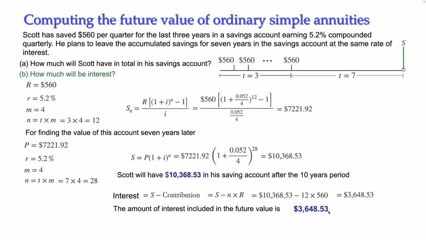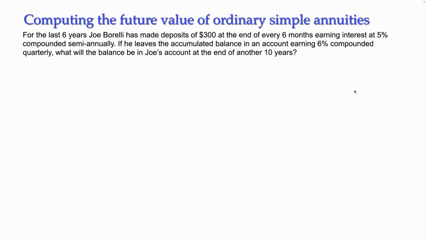Let's solve a second problem where we have this combination of periods, an annuity interval and an interval when there are no payments. This second problem says, for the last 6 years, Joe Borelli has made a deposit of $300 at the end of every 6 months, earning interest at 5% compounded semi-annually. If he leaves the accumulated balance in an account earning 6% compounded quarterly, what will be the balance in Joe's account at the end of another 10 years?